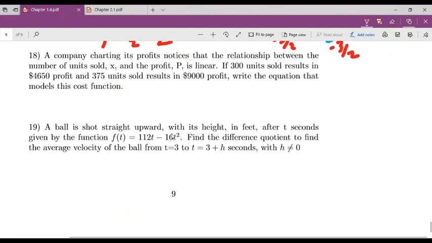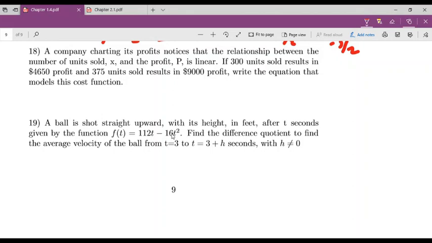Alright, number 18. A company charting its profits notices that the relationship between the number of units sold x and the profit P is linear. If 300 units sold results in 4,650 profit, and 375 units sold results in 9,000 profit, write the equation that models the cost function. Okay, so what we're going to do here, we're essentially going to take these two things, find the slope, and then find the actual function off of that slope.